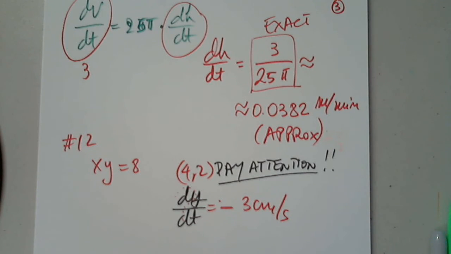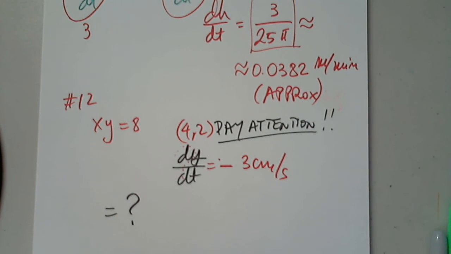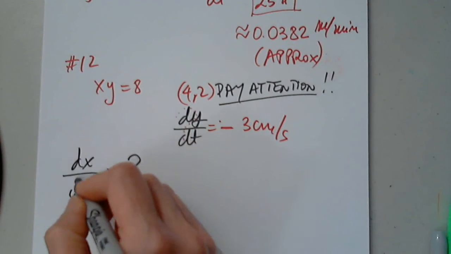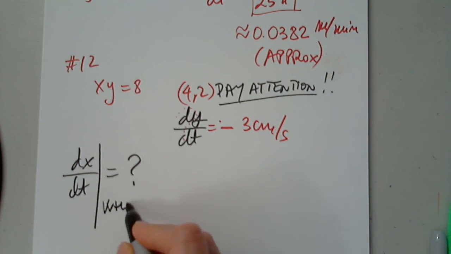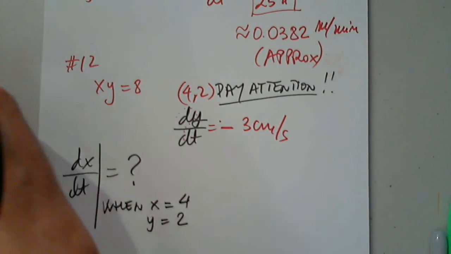So what is this asking us to determine? You need to see it again? Yeah, sure. How fast is the x coordinate of the point changing at that instant? dx dt. Very good, of course. And I will write here when x is 4 and y is 2. This is the trap.